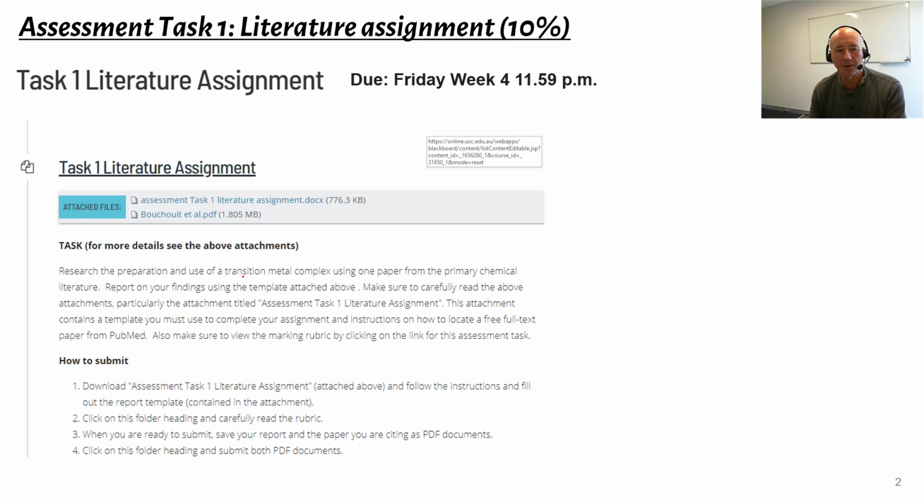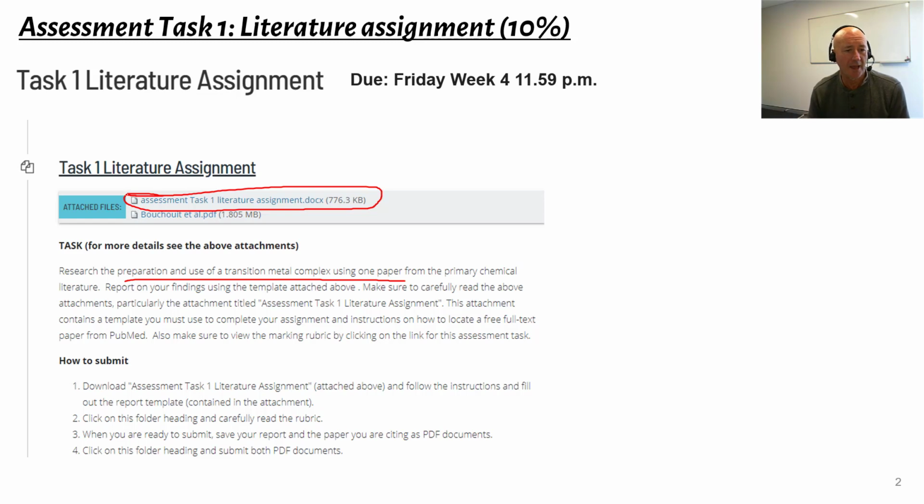The task is basically you just find one paper that deals with preparing a transition metal complex, and you've got to answer a few questions about it. Those questions are actually here in this downloadable document, which we're going to look at in just a moment. I've included this paper here just so I've given you an example of what's going on and what's expected of you, so that it should be pretty clear and straightforward.